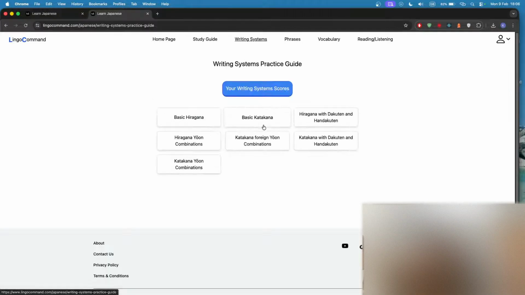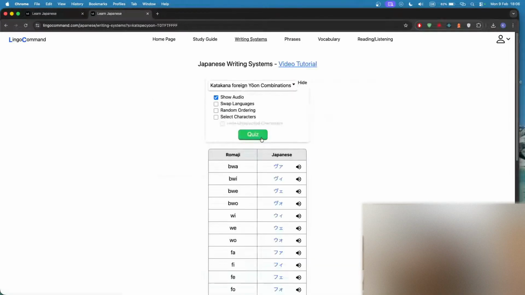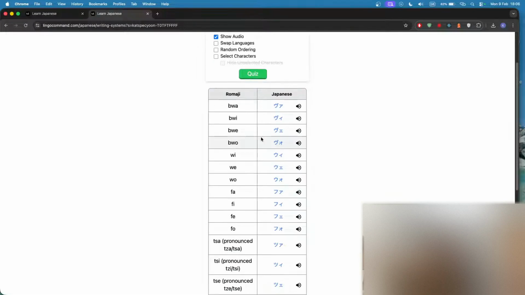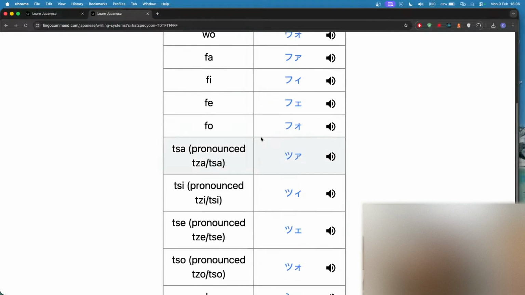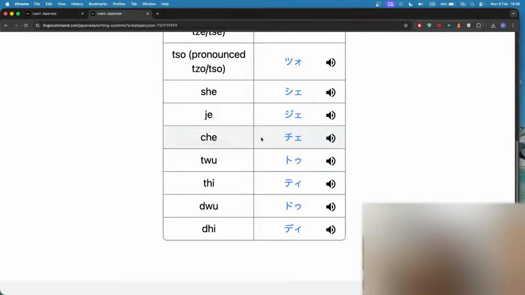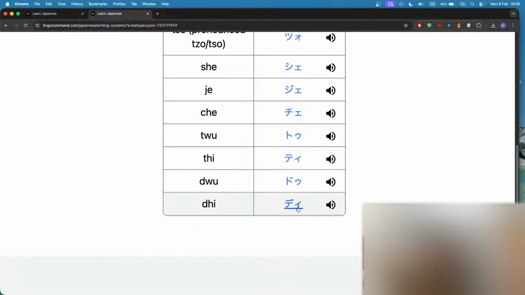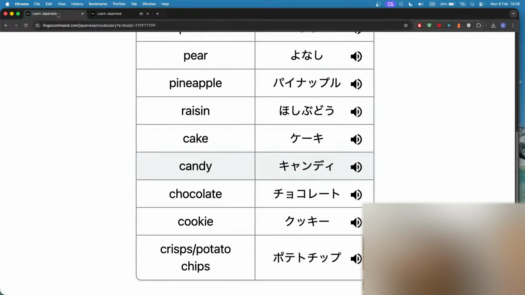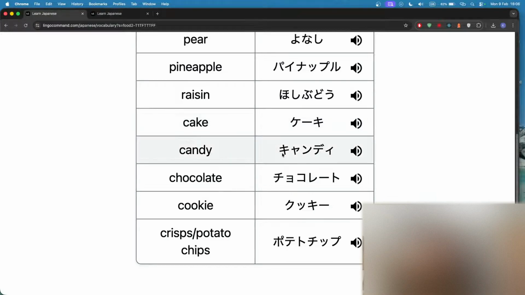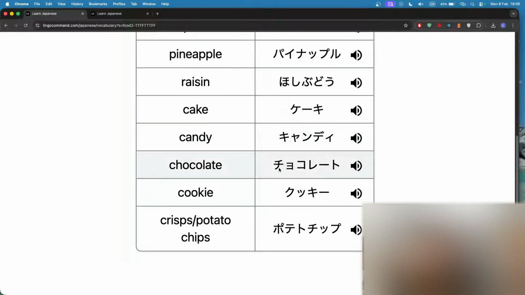katakana foreign yun combinations. Where is this? Yeah, here it is. D. Okay. Candy. Chocolate is... Okay, so this is a katakana yun combination. Chi and yo becomes cho. Ko, ra, chocolate. Chocolate.